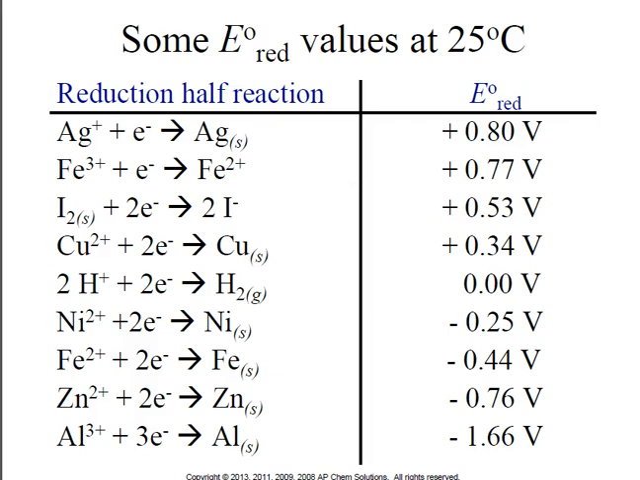Okay, so what you would do if you had two metals and you were trying to make a cell, let's say you wanted to use silver and nickel.